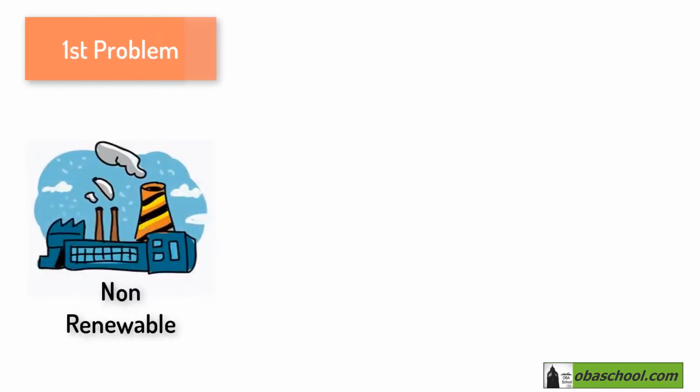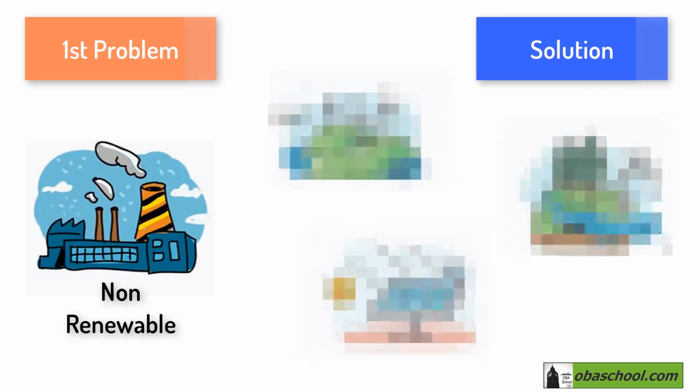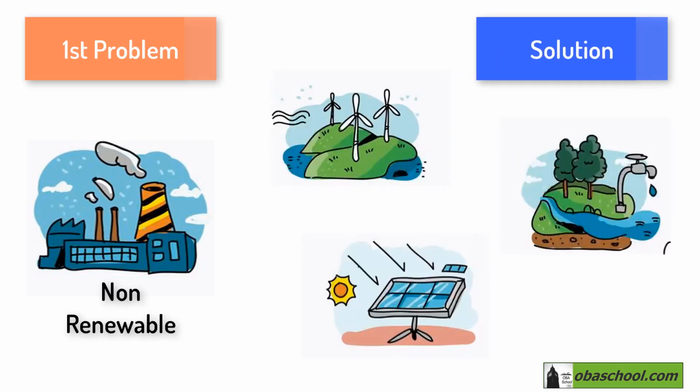Well, the first problem is that fossil fuels are non-renewable energy resources, as we said. Their supply is limited, and they will eventually run out. So how can we solve this problem? Yes, we need an alternative source of energy, like renewable energy, such as wind, solar, and wave energies, which we have already learned before.